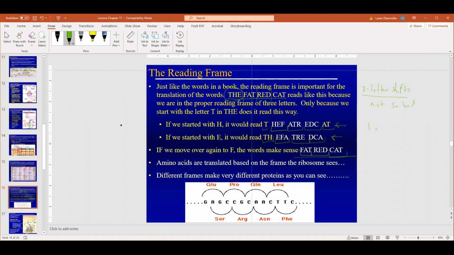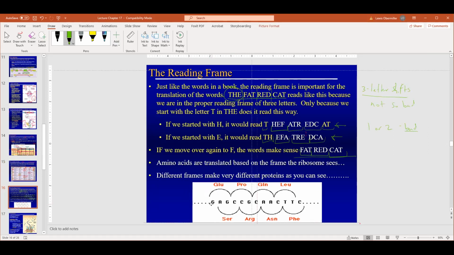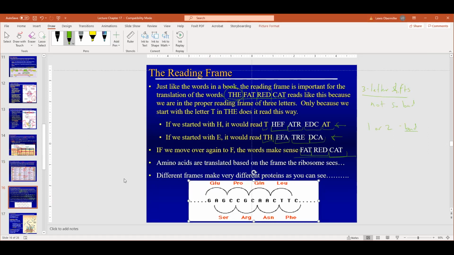But any one or two-letter shifts are really bad. That would really wreck the protein, just like it wrecked this sentence. And this is just, again, showing you what I just showed you. These three letters here, oops.